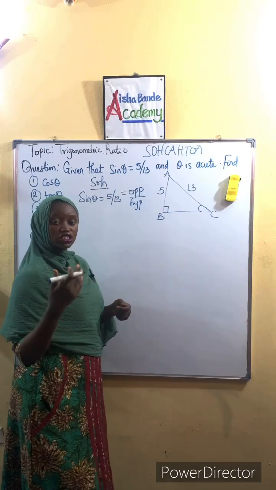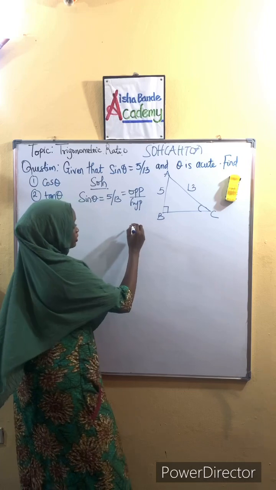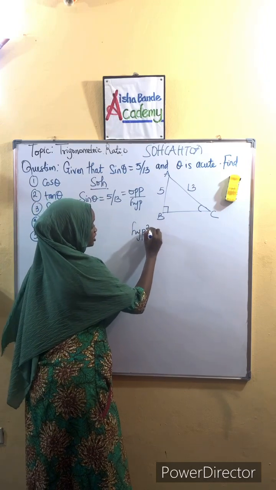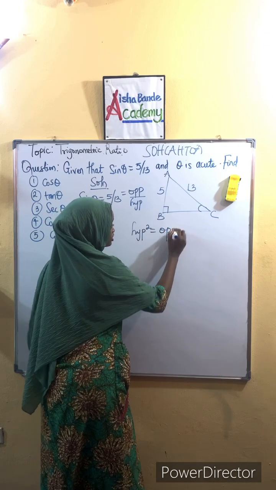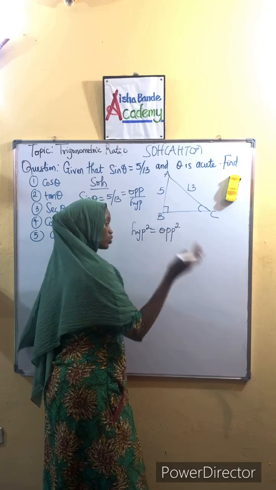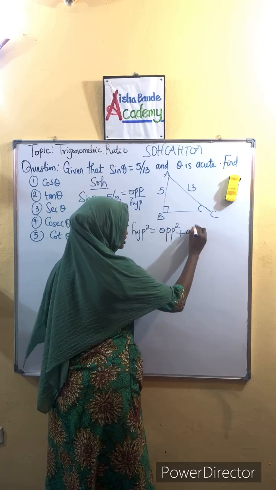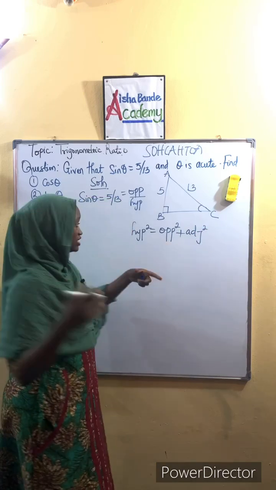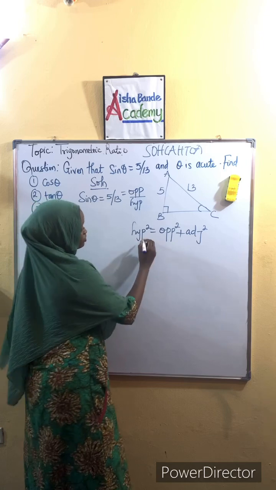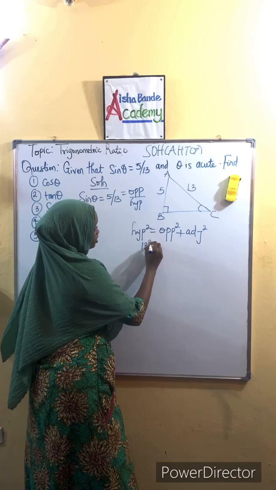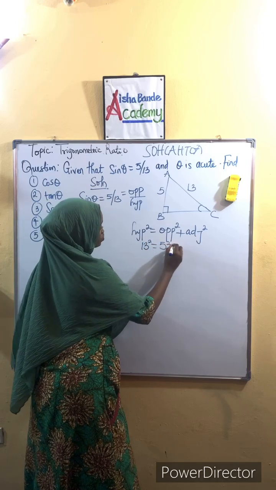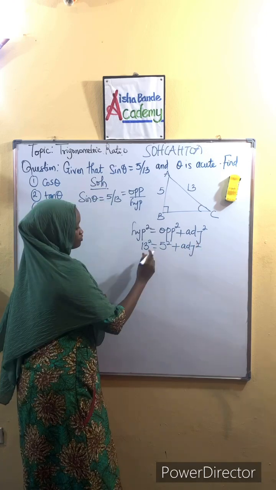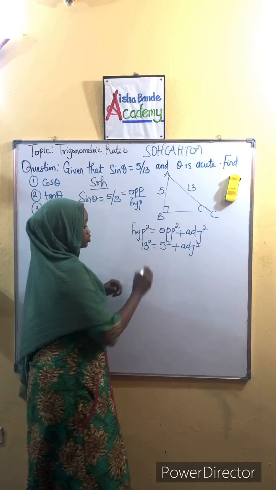We use what we call the Pythagoras rule. The Pythagoras rule states that the square of the hypotenuse is equal to the sum of the squares of the opposite and the adjacent side. I've treated Pythagoras rule in my previous classes before now. So here we have the hypotenuse 13 squared is equal to the opposite, which is 5 squared, plus the adjacent squared. From here, all we need to do is collect like terms.